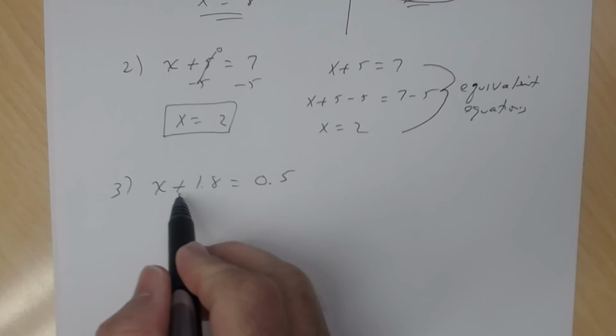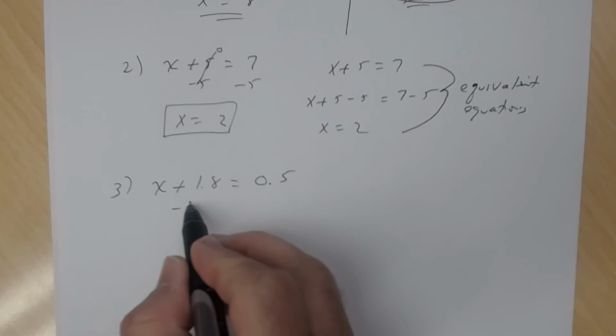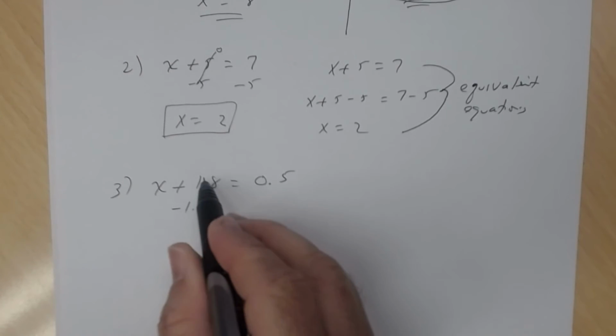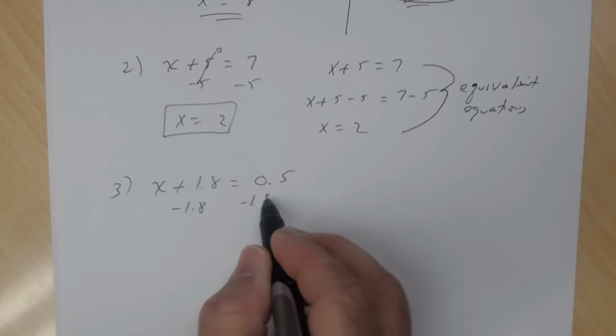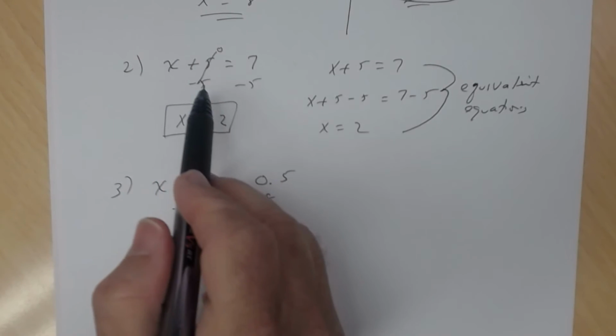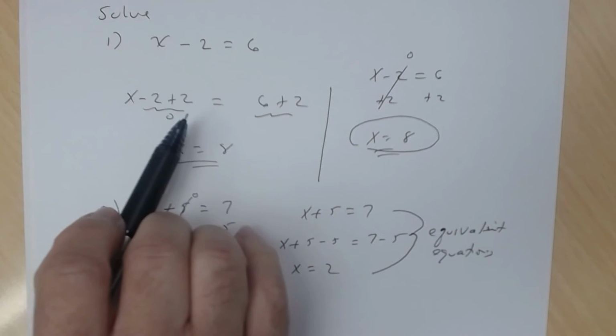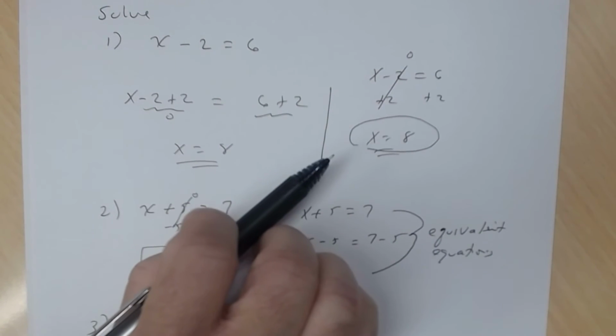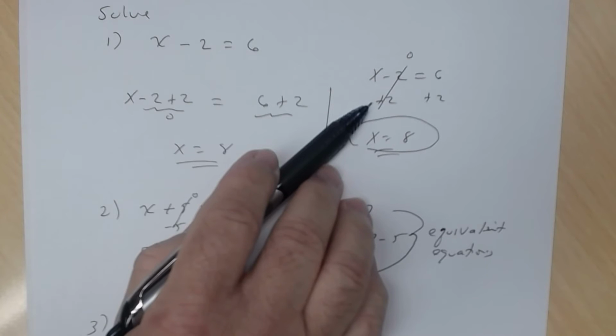So right now, the opposite of adding 1.8 is to subtract 1.8, but I got to do it to both sides. What I do to the left, I do to the right. So notice subtract 1.8, subtract 1.8. You have to say subtract. You have to say, right here, you got to say add. You must show the symbol.